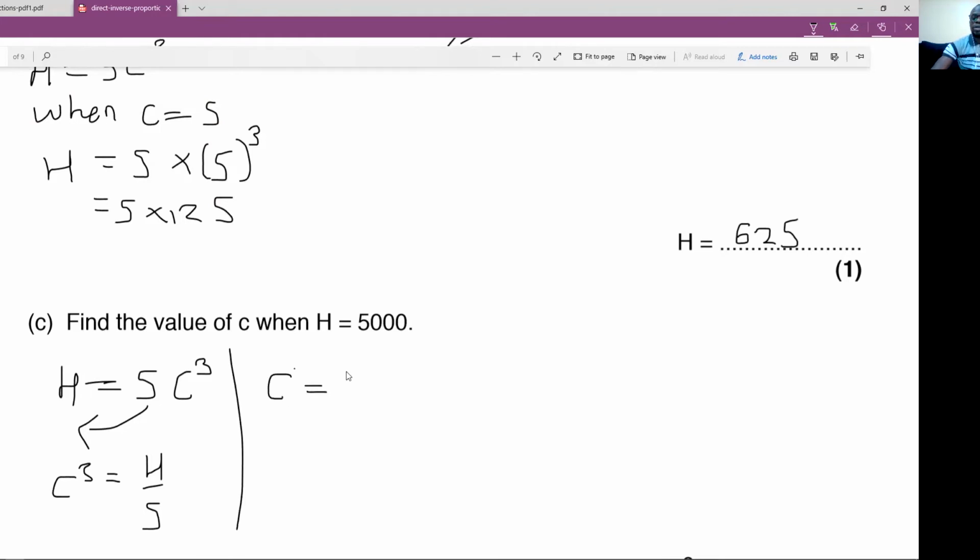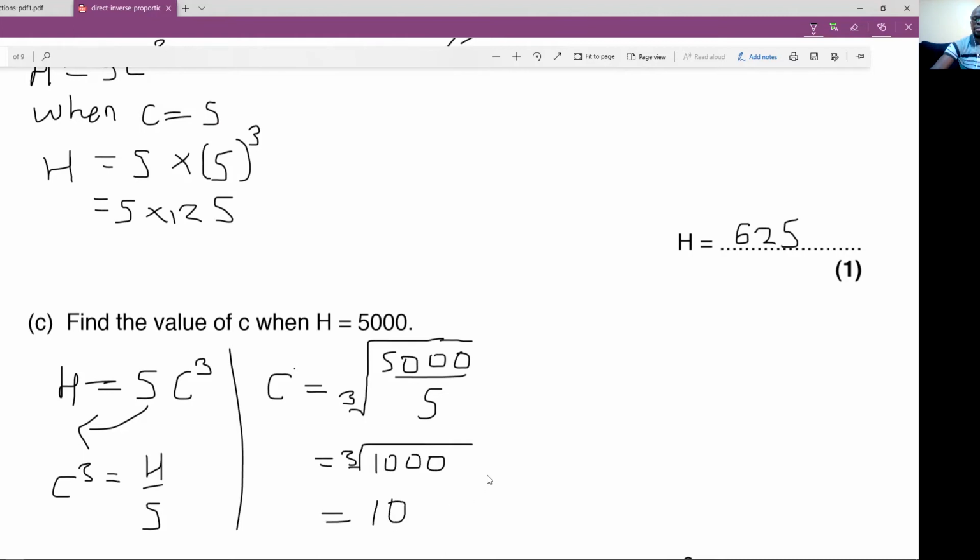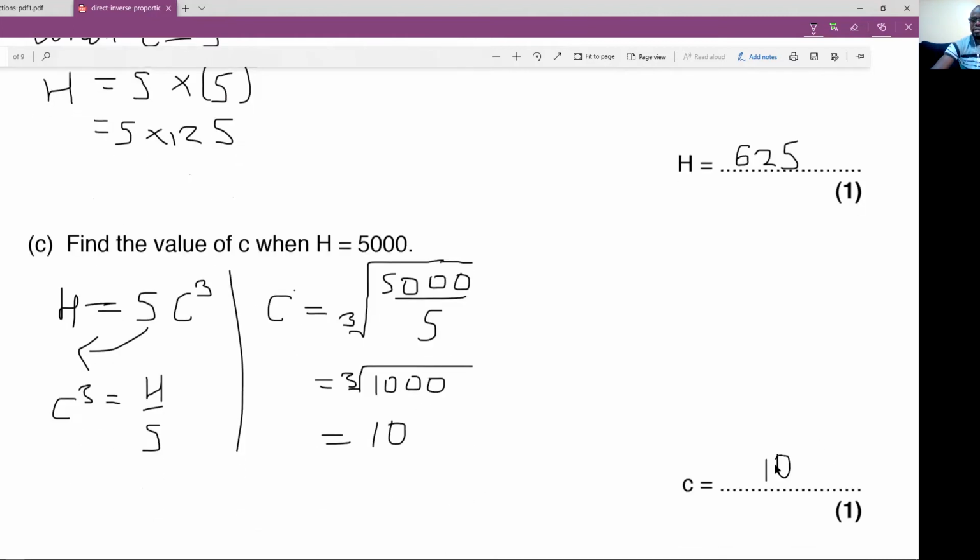Now, if we cross the power 3 to the other side, it becomes a root. Anytime you cross a power to the other side of the equal sign, it becomes a root. So we can say c is the cube root of h, which is 5,000, all over 5. If you divide 5,000 by 5, you end up with 1,000. So we need the cube root of 1,000, and that you'll get to be 10. So when h is 5,000, c is 10.